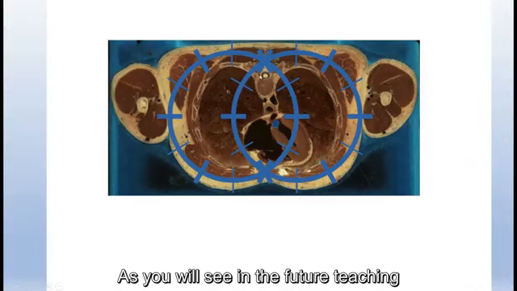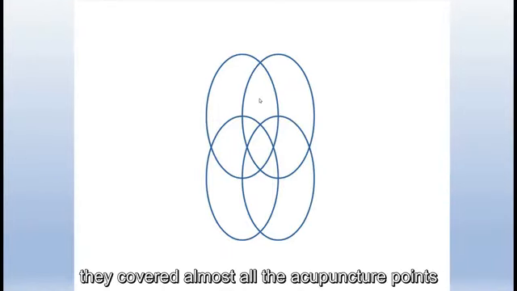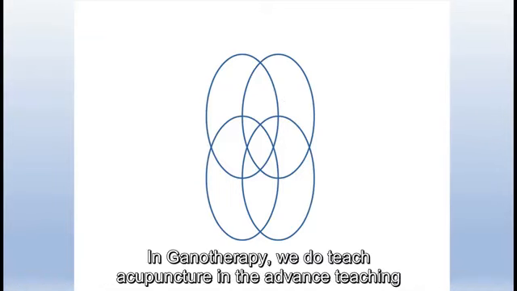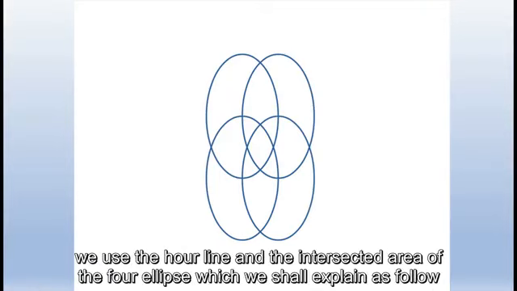As you will see in the future teaching, when you draw the hour lines along the main body, they cover almost all the acupuncture points. So when you study acupuncture, these hour lines are important. In gynotherapy, we do teach acupuncture in the advanced teaching, but we do not use the meridians and the acupuncture points as in the traditional training. We use the hour lines and the intersected area of the four ellipses, which we shall explain as follows.